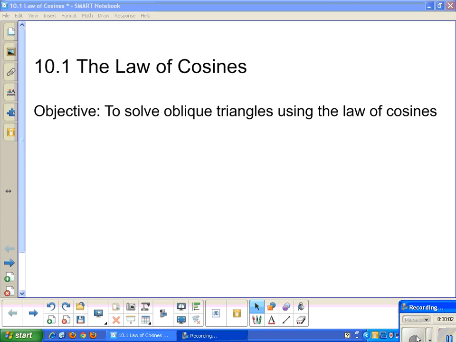Section 10.1, the Law of Cosines. Our objective is to solve oblique triangles using the Law of Cosines.